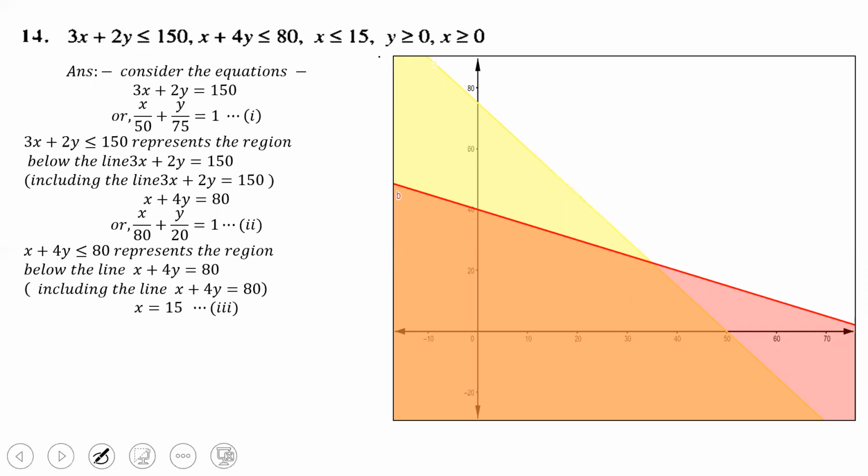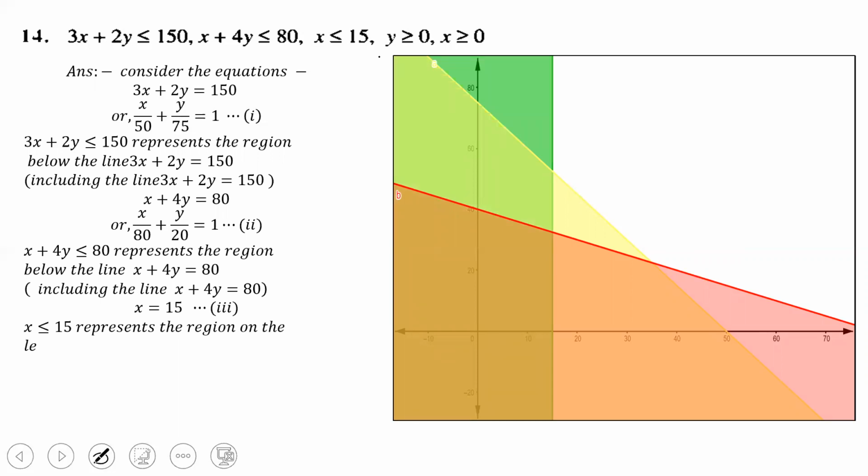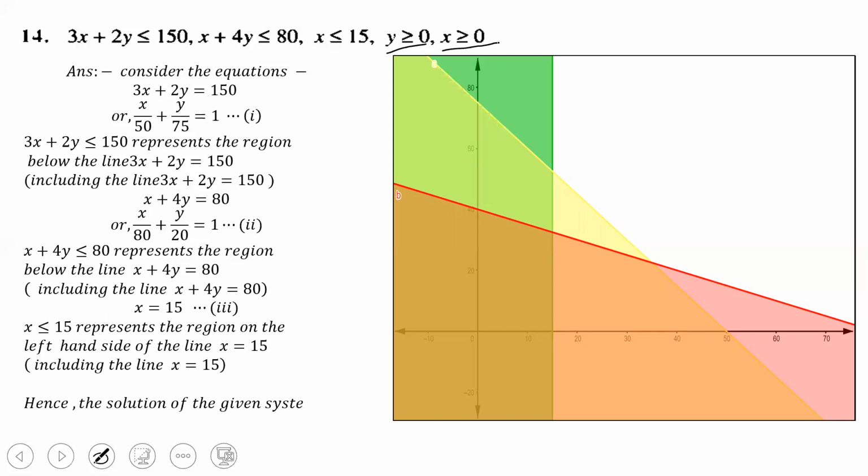Now x equals 15. Again, the less than or equal sign is there. So that means the left hand side of this line x equals 15, definitely including the line. So look at this common shaded portion, with x greater than or equal to 0 and y greater than or equal to 0. That is in the first coordinate. So in the first coordinate, we will consider the region, not in the second or third or fourth coordinate, only the first coordinate. Hence the solution of this given system of linear inequalities is given by the common shaded region in the first coordinate.